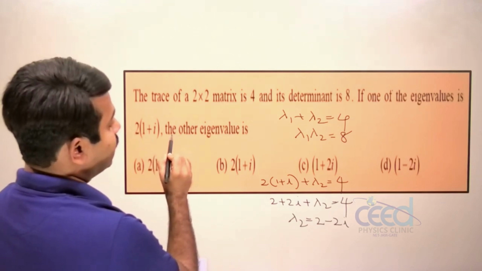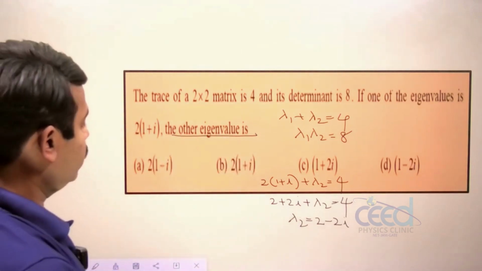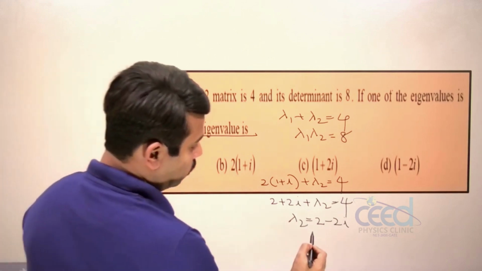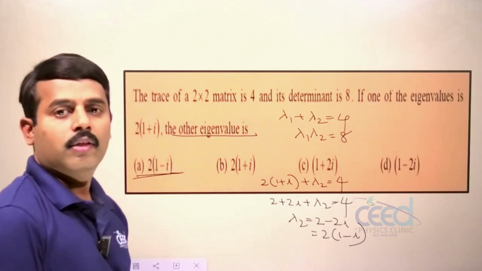So the other eigenvalue is 2 minus 2i; taking 2 out, it is 2(1 - i). Is there a direct question? Alright.